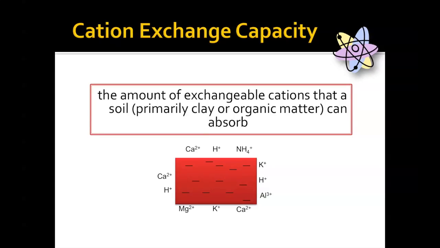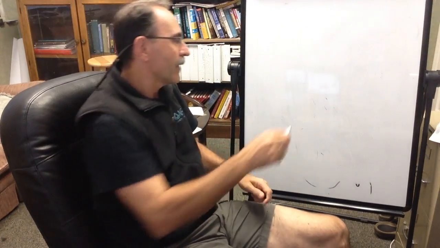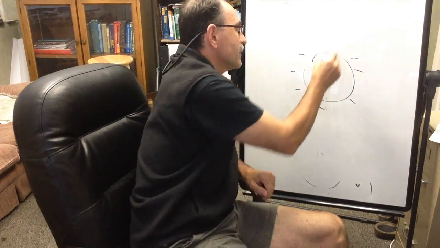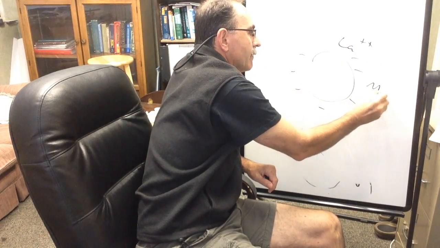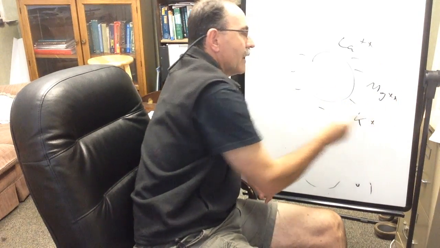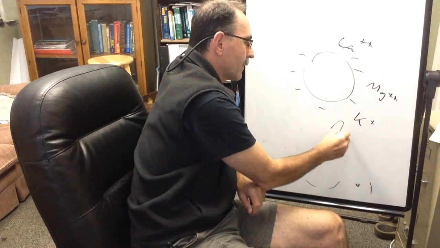When we look at cation exchange capacity, we're looking at the amount of exchangeable cations that a soil can hold. Now remember, the clays and the organic particles are the ones that are negatively charged. So these are the ones that are really able to adsorb those ions. And the cations that we have, basically you'll have a soil particle with those negative charges, and it's going to attract those cations: calcium, magnesium, potassium, and sodium.